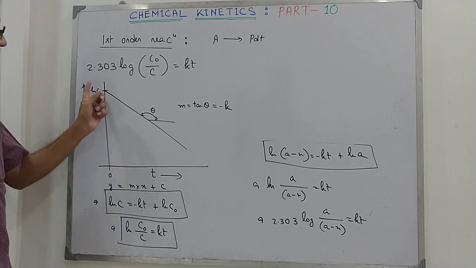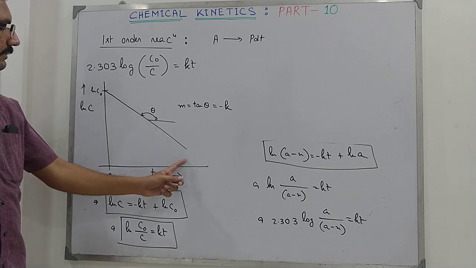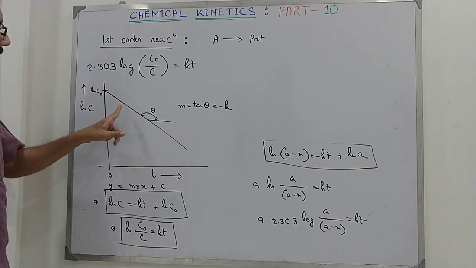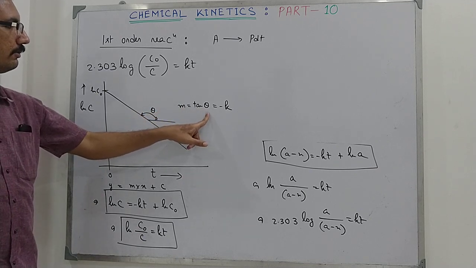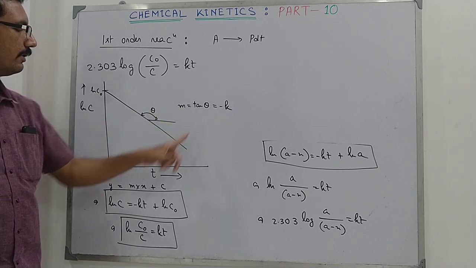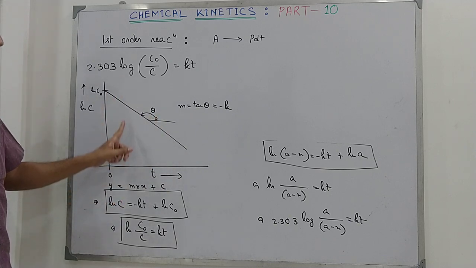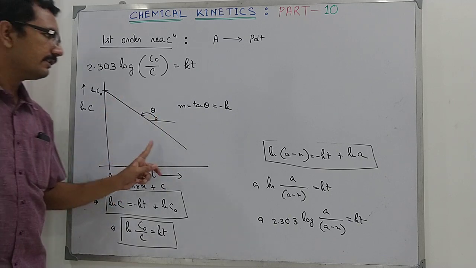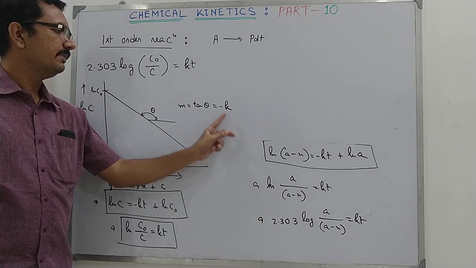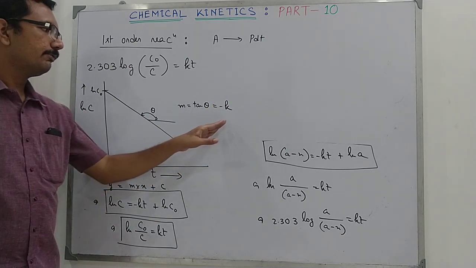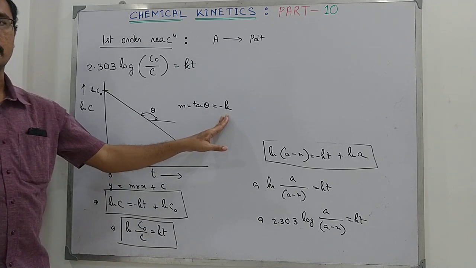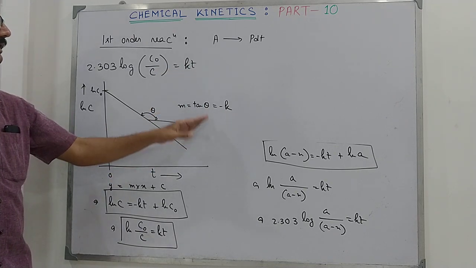You will see that you will get a straight line with a negative slope, and after measuring the angle theta you take tangent of it, so that will give you minus k. So from experiment you can draw this graph, and from this graph you can have the value of rate constant for the reaction.